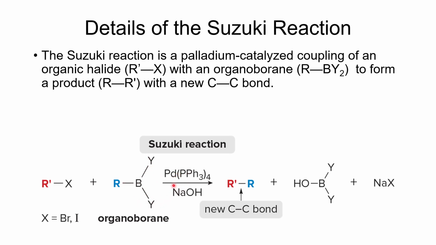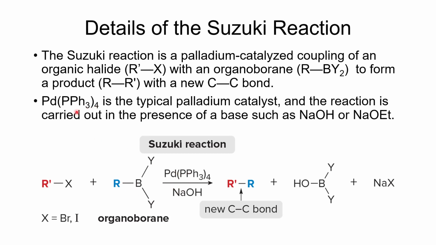Our typical palladium catalyst is going to be this palladium with 4 triphenylphosphine ligands. It's carried out in the presence of a base like sodium hydroxide or ethoxide. And if it's done in the presence of sodium hydroxide, that hydroxide will end up bonded to the boron. We'll get a new bond between the carbon here and the carbon there. And then this halide is going to end up as an ionic compound with sodium. So that's what happens to all of the components.